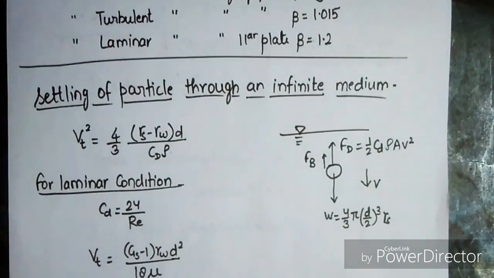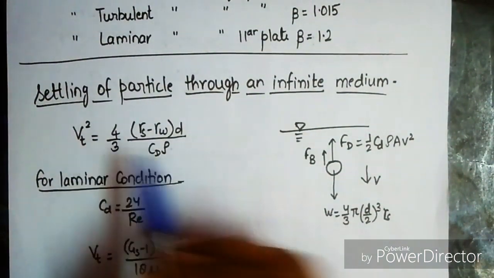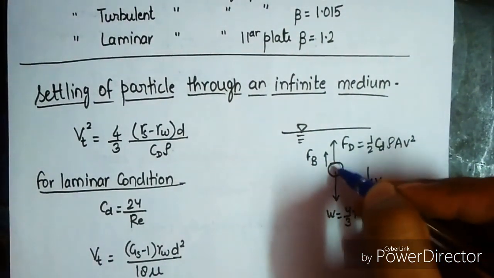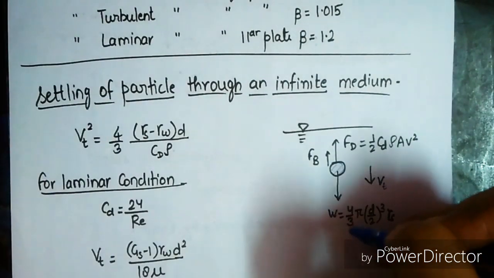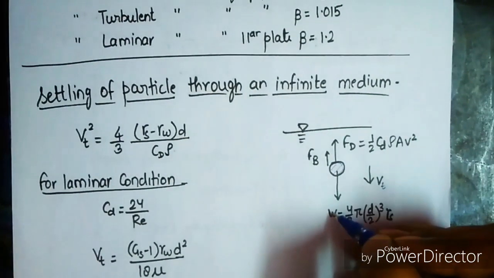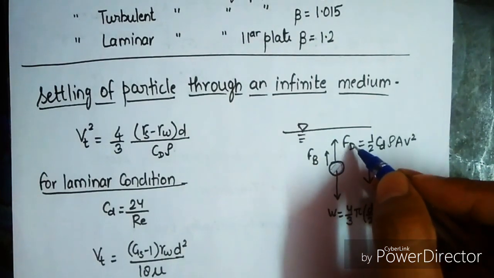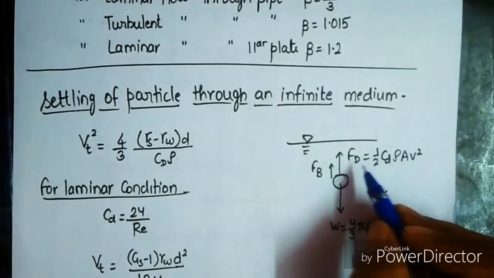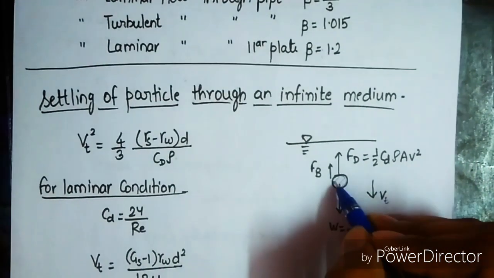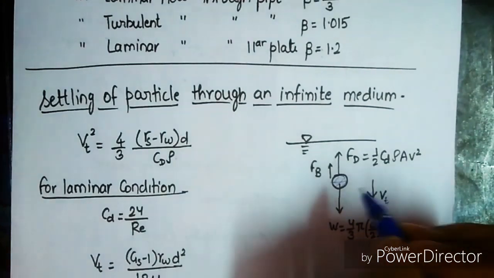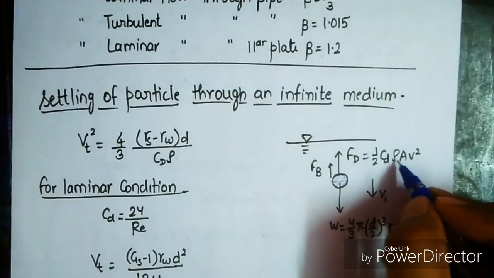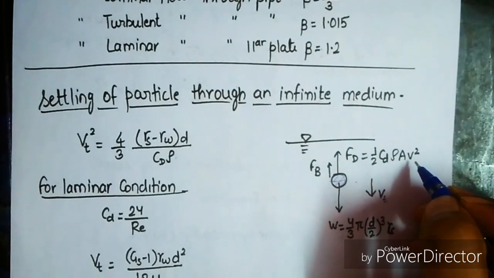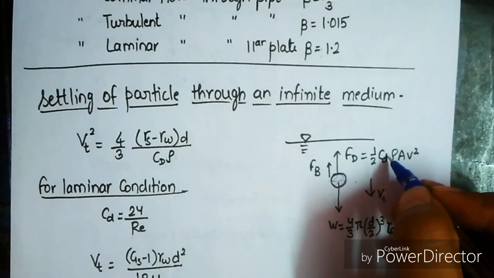Now settling of a particle through an infinite medium. Here is the terminal velocity with which this particle falls down in this medium. Here we can see that weight is acting downward, drag force is acting upward, and buoyant force is also acting upward. The drag force formula is Fd equals half CD rho A V square. A is the cross sectional area in plan, rho is the density of the liquid, V is the velocity of the flow, and CD is the drag coefficient.